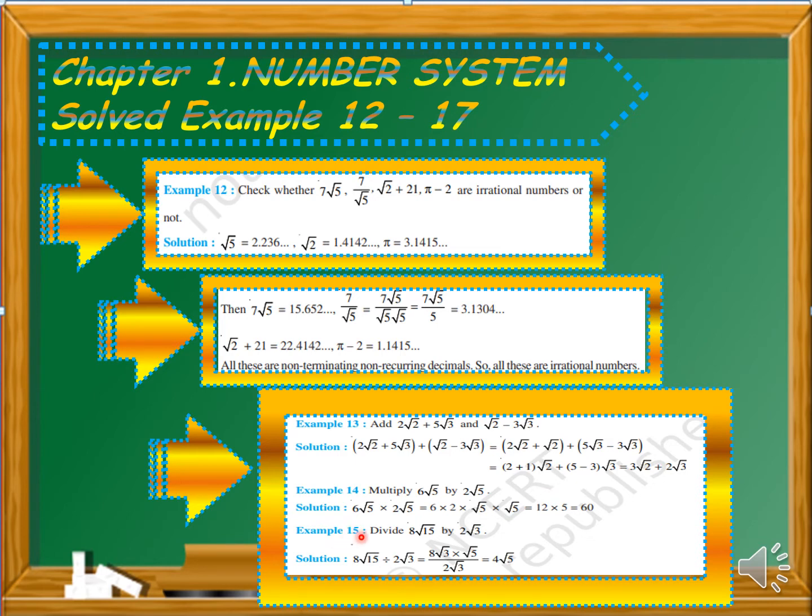Next is example 15. Divide 8 root 15 by 2 root 3. So root 15 can be further written as root 3 into root 5. This should be multiplied with 8 as they have given here 8. So after multiplying, we can cancel the both, that is root 3 and root 3 on the numerator as well as the denominator, and 2 and 8 also will go in the same table, that is 2. And after cancelling, 4 and root 5 will be remaining, with the multiplication symbol. So multiplying 4 and root 5, we will get it as 4 root 5. This is the answer for example 15.